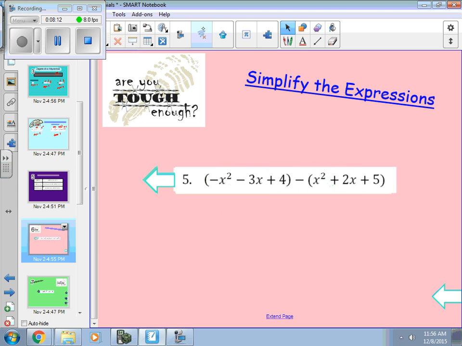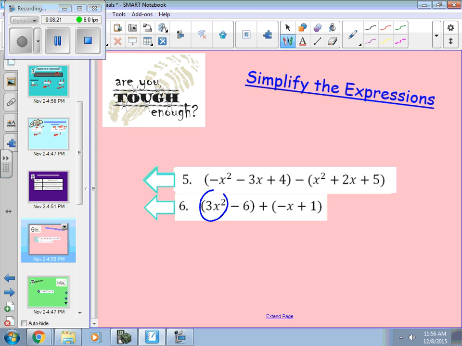All right, one last adding one here. Let's check this one out, number 6. This one wants us to add. Okay, so we want to look, is there any like terms to 3x squared? No, there is no other x squared term. So if that's the case, that's just going to go right to our answer.